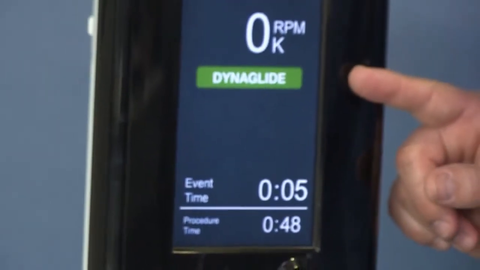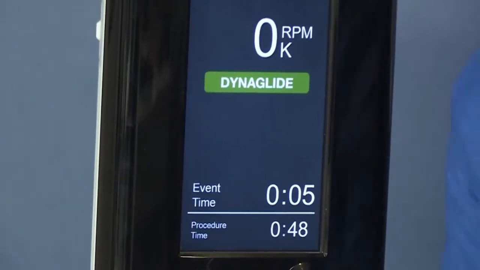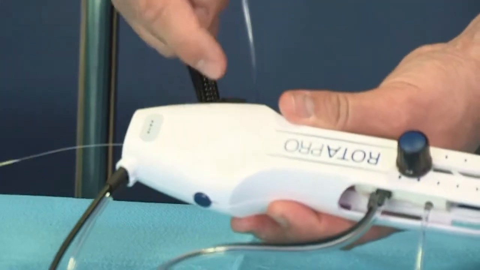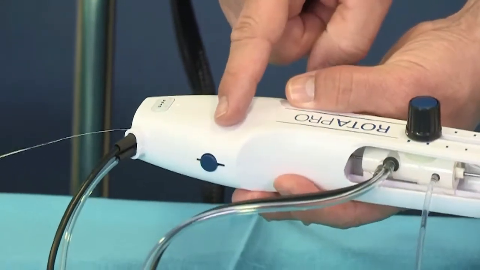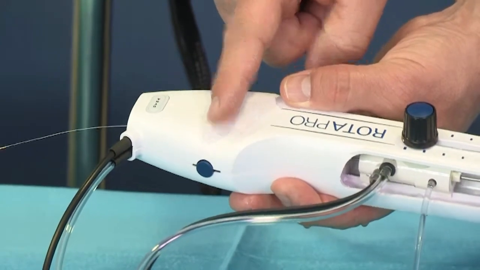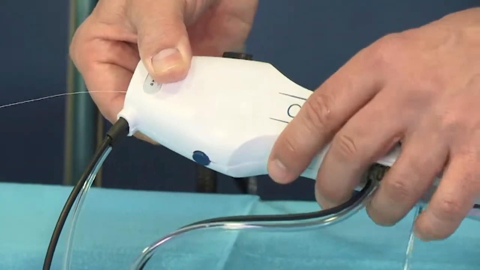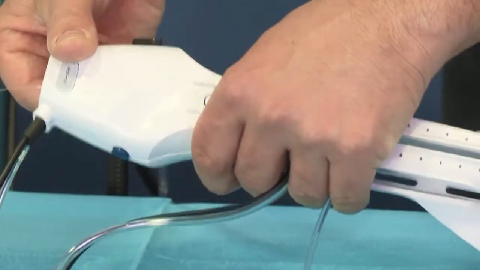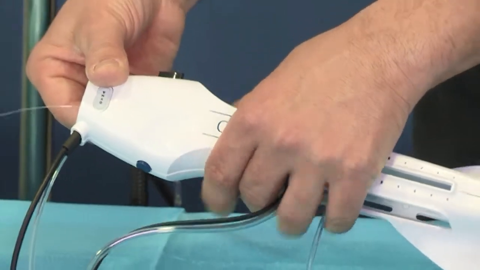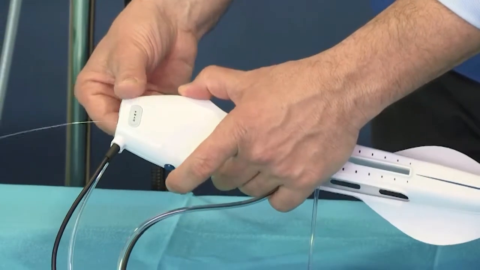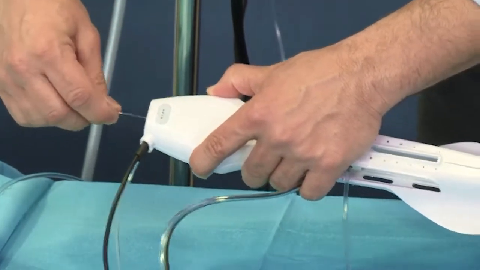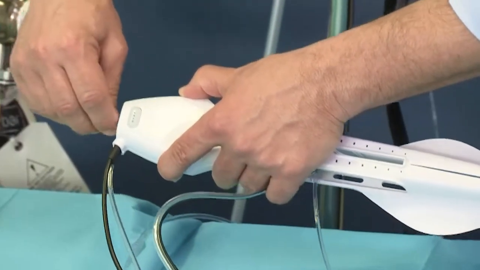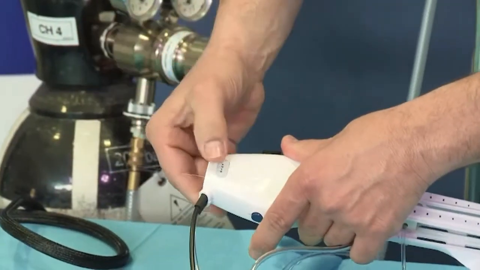On the console, you will be informed that you are in Dynaglide mode. And do not forget that all you have to do is to push at the same time on the brake releaser here and on the button to activate the Dynaglide motion. Let's do that together. You just put the hand here in order to firmly grab the advancer, then push on the brake releaser, push on the button of the Dynaglide mode, and do your pullback. That is very simply done.